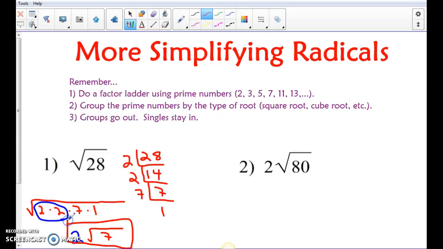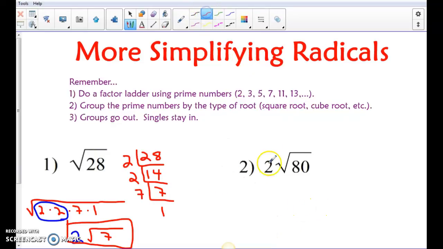And if you ever want to make sure, one thing that I like to do is I'll type radical 28 into my calculator. What's going to end up happening is that you get a decimal answer for that. But when I do 2 radical 7, I'm going to get that same decimal answer, so it matches. So that's a good way to check it. Let's look at example number 2.